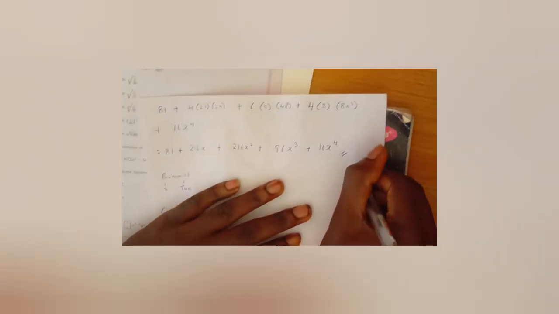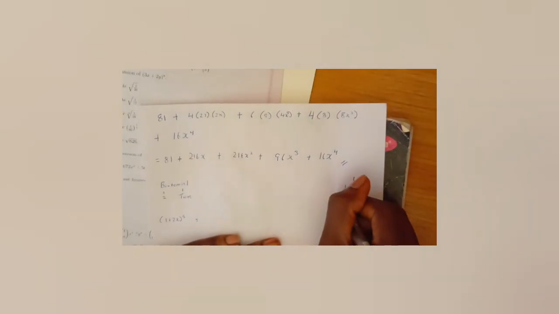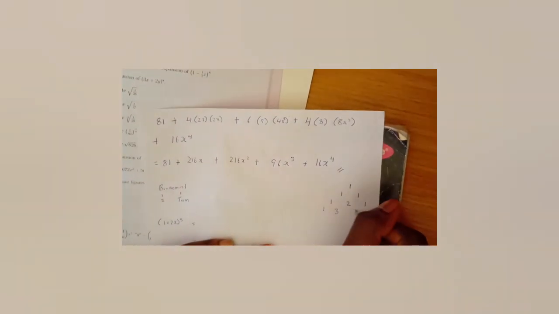So let's just use our Pascal's triangle now. So we have 1, 1, 1. 1, 2, and 1, just not to waste any time. 1, 3, 3, 1, 1, 4, 6, 4, 1. So this is what we are using, it's the fifth row.